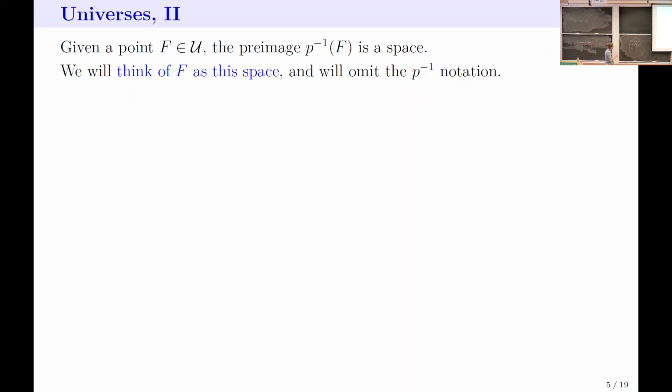Okay, so let me give some more examples of the kinds of things you can do when you have a universe. If I have a point in my universe, and I've written it as a capital F, it's an element of some space, so it might seem like a strange letter, but given a point there, we can look at the pre-image of that point under that universal map P, and that's some space, right? It's the homotopy fiber. I've written it P inverse, but I mean the homotopy fiber. That's a space. But I'm going to think of F as being that space.